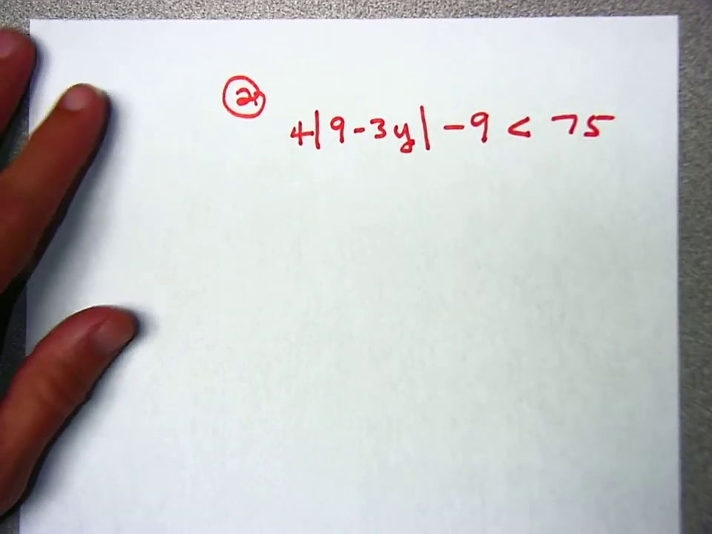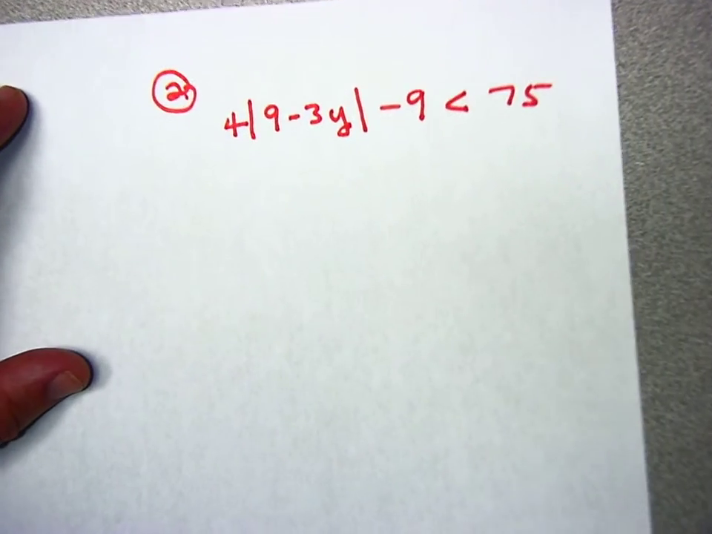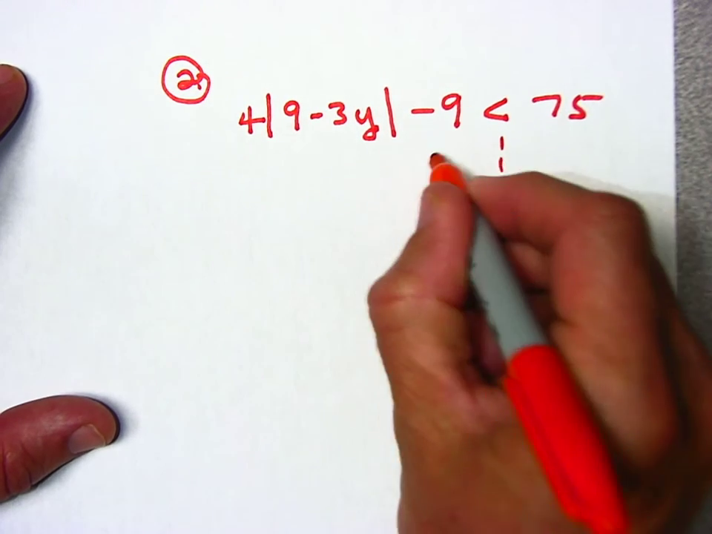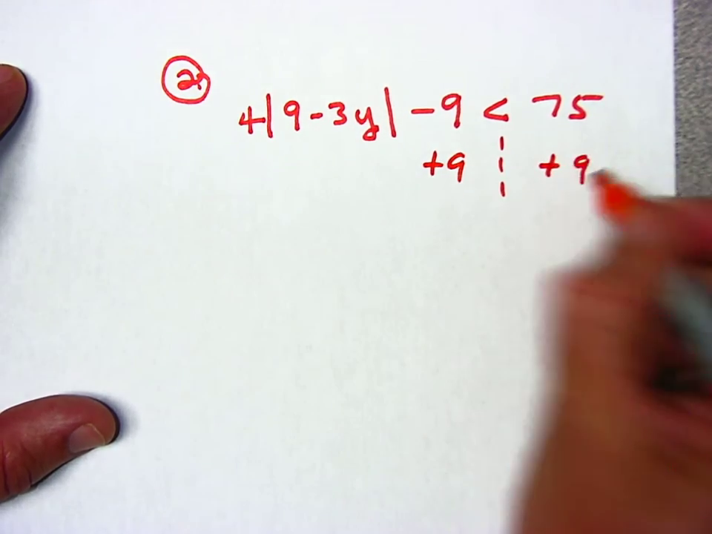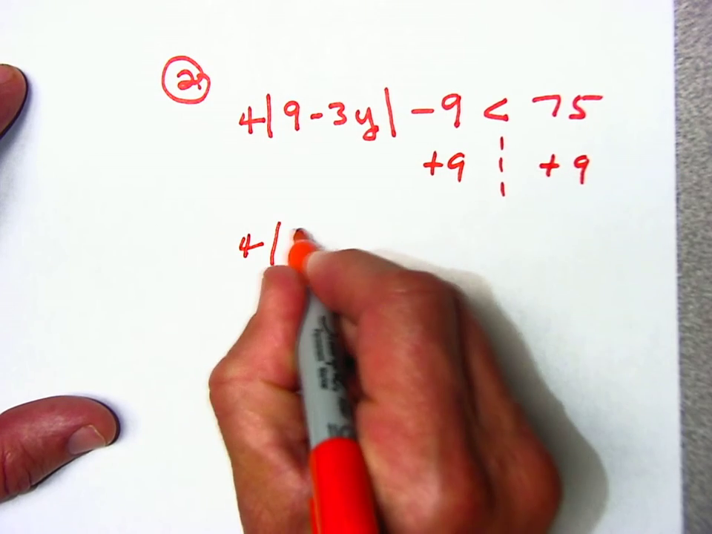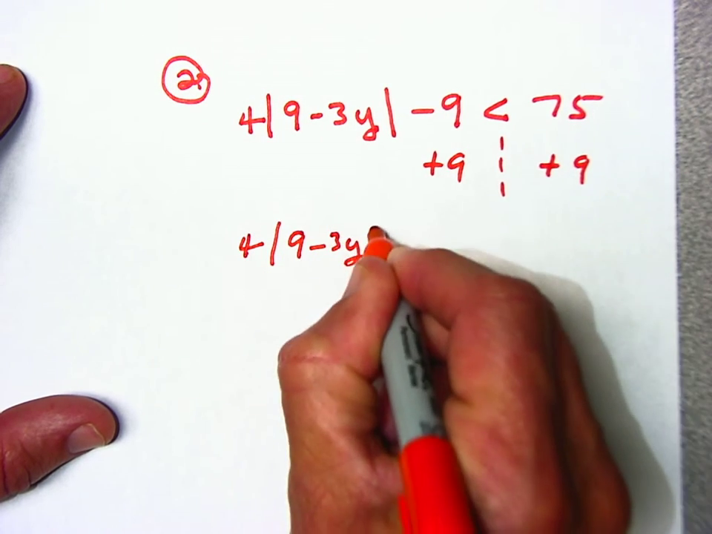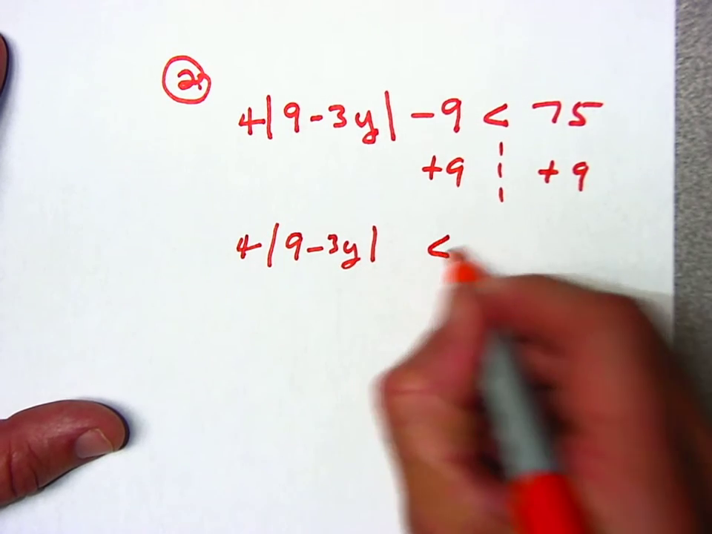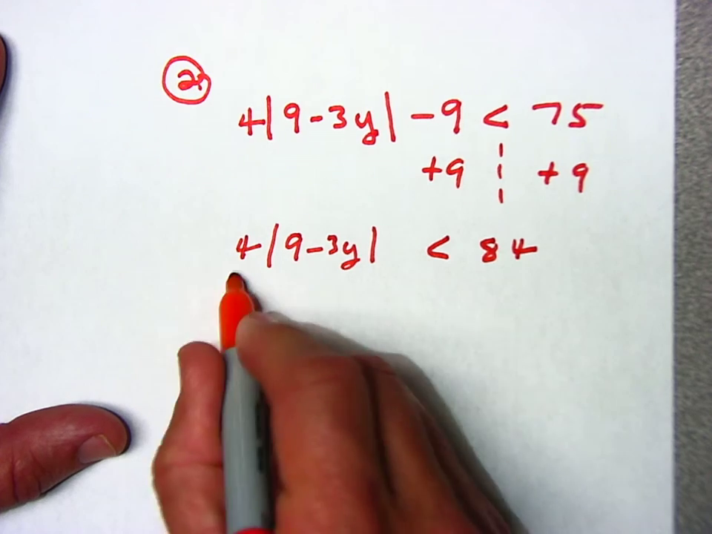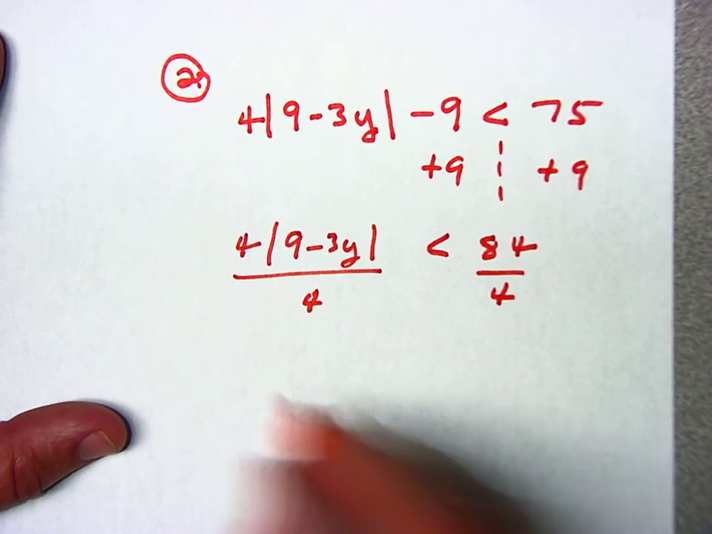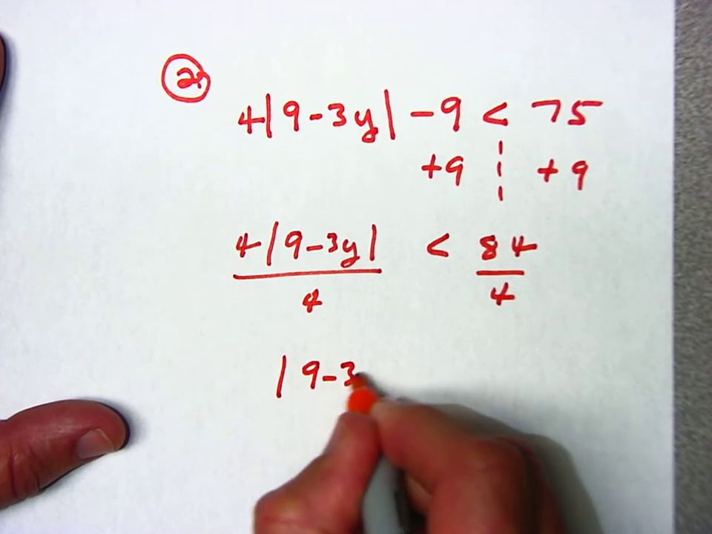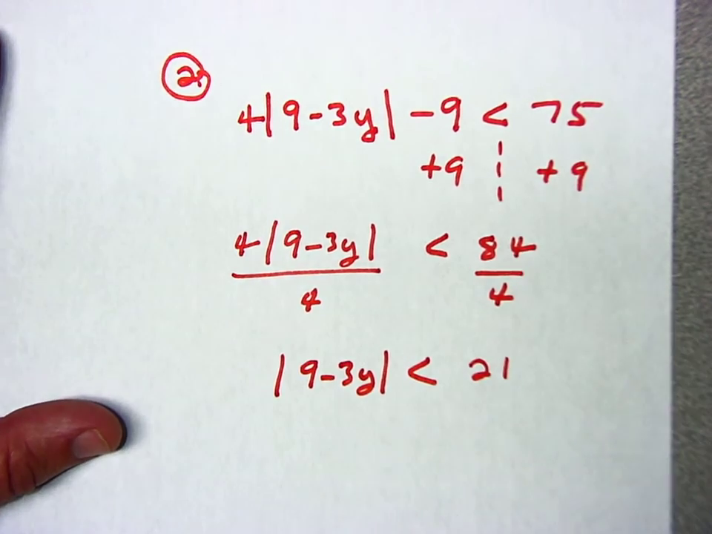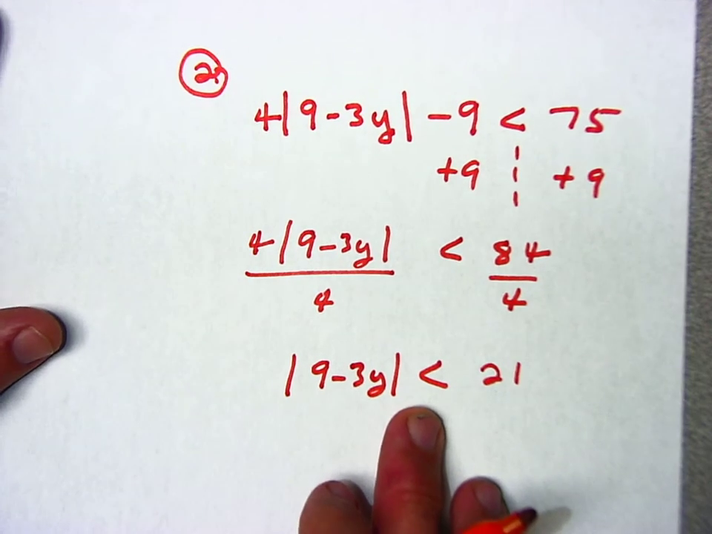You must isolate the absolute value bars, I can't stress it enough. So here's your dotted line. You're going to add 9 here, add 9 here. Leave the 4 alone, leave the absolute value of 9 minus 3y alone. What is that, 84? You're going to divide by 4, divide by 4. Bars, 9 minus 3y is less than 21. Once you're here is where you decide if it was and or or.